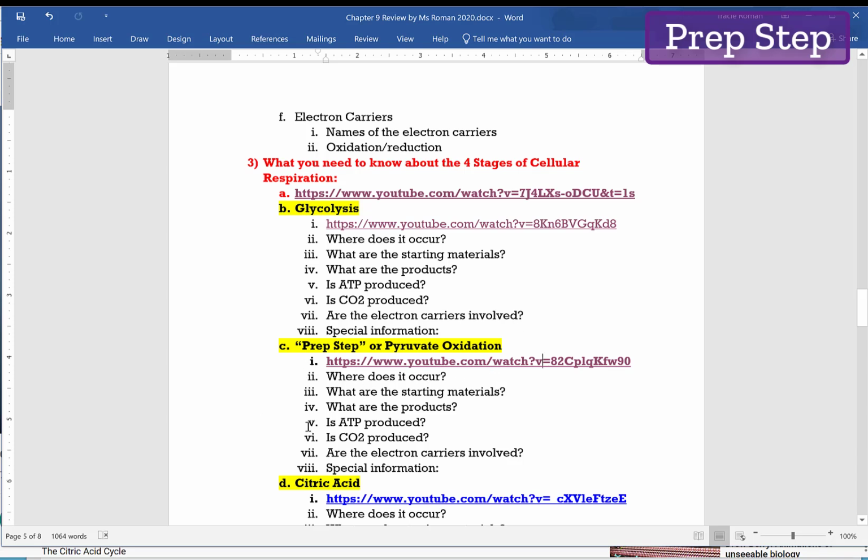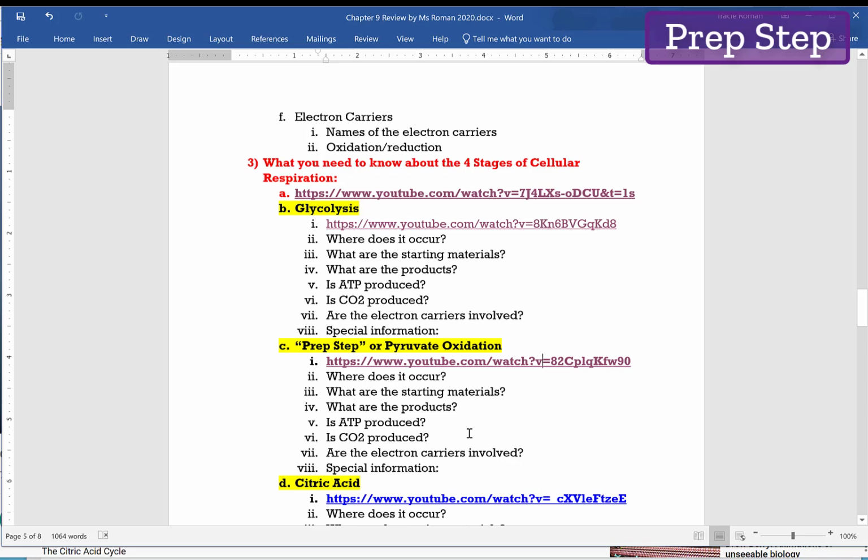The prep step begins in the cytoplasm. It ends inside the matrix. The starting materials were the pyruvate from glycolysis, and the products are the acetyl-CoA molecules, which are going to be the molecules that go into the citric acid cycle. No ATP is produced here. However, CO2 is produced, and this is the first stage where CO2 is produced.